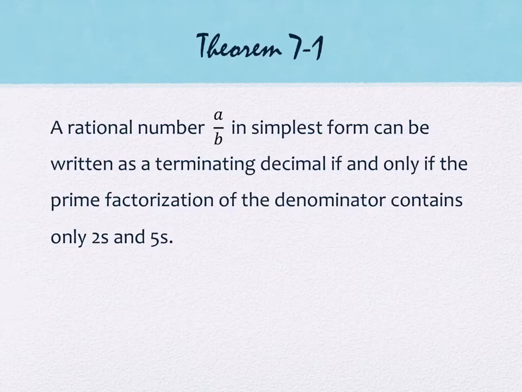So when we're trying to decide if a number represents a terminating decimal, this is what we're doing. We want to make sure that it has to be in simplest form. So I start with a fraction, and we're going to do a couple of examples here. I want to make sure first that it's in simplest form, and once it's in simplest form, I factor the denominator. Then I can decide whether or not it's going to represent a terminating decimal.